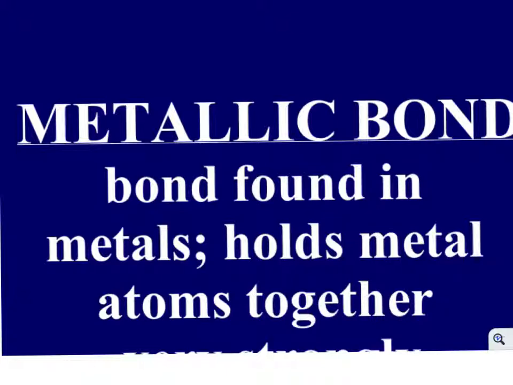Last type of bond you'll have is what's called a metallic bond. That's when you combine 2 metals together. They're typically transition metals. That's in the middle of your periodic table. They hold metal atoms together very strongly. For metallic bonds, think of alloys for brass instruments, for instance, like a trumpet. Very hard to destroy the bonds between them.